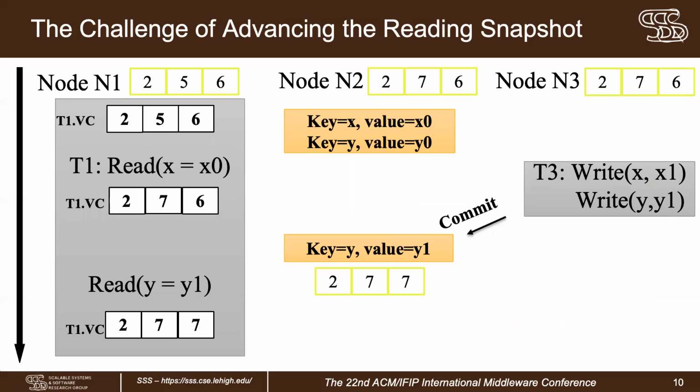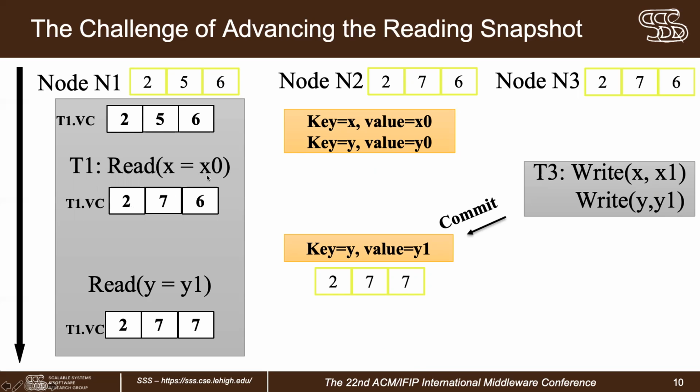The reason for being conservative in PSI with respect to picking the correct version is shown in this example. We have 3 nodes. On node N1, T1 starts, it assigns the vector clock of N1 to its own vector clock, and it wants to read X. It picks X0 because the vector clock associated with X0 has less than or equal values in the entries.